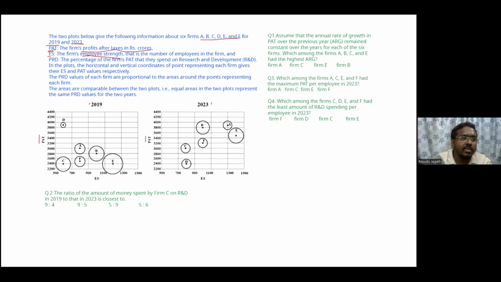And PRD represents what? About ES, ES is the horizontal axis, employee strength in numbers. These are numbers. That means 500, 700, 900, 1100, 1300, 1500, like that. PAT is related to crores, 4,400 crores, like that. This is our profit after taxes in crores. And here, if we observe the representation, on the x-axis each part of the bubble graph is taken. Here 500, this is 700. So one horizontal block indicates 500 to 700, which means 200 units distance. One horizontal block 700 to 900, 200 units in both plots.